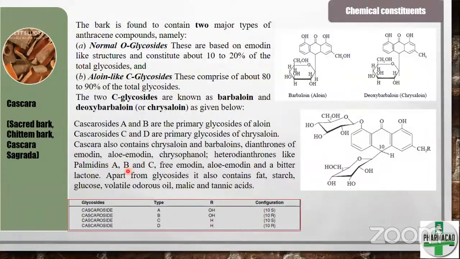Okay. Now, palmidine A, B, C, and prae-emodin. What are palmidines A, B, C? Those structures we are going to see in the next talk. But they are also present in some amount in cascara. Apart from glycosides, it will also contain fat, starch, glucose, volatile oil, malic and tannic acids.